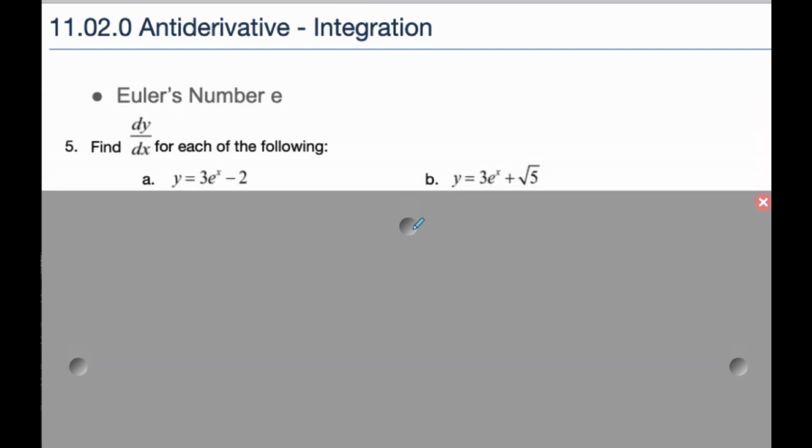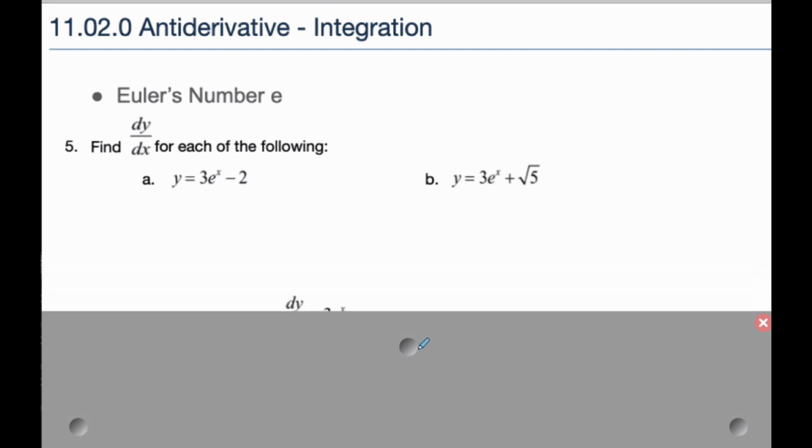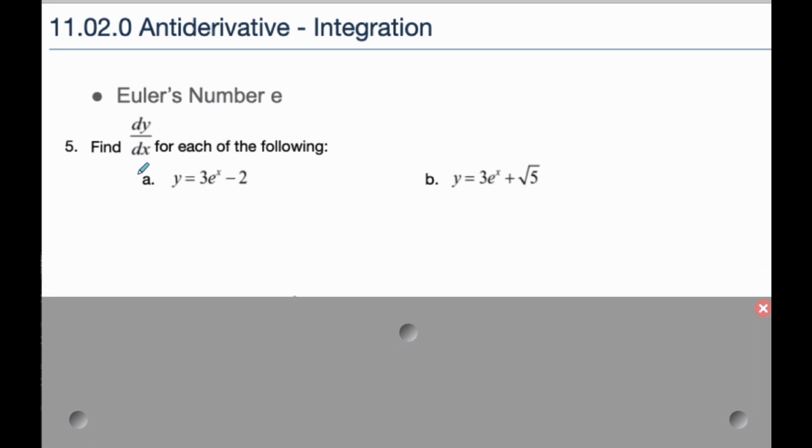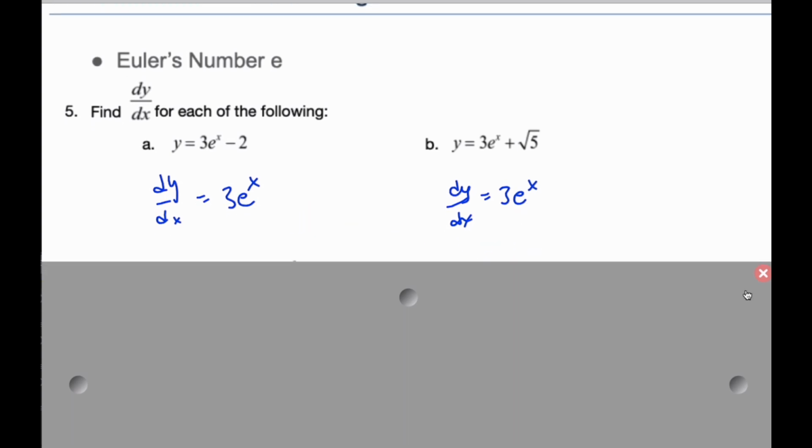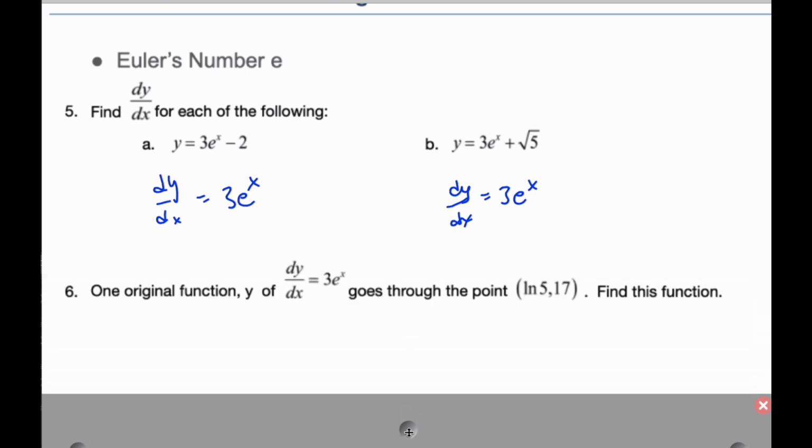Okay, so we're doing some more antiderivatives with integration, and let's consider our Euler's number derivatives. If I'm going to find the derivative of these ones, dy/dx of this is just 3e to the x, it's the same, and then the minus 2 goes away. Similarly here, that's just 3e to the x, and the root 5 goes away. And so you can see that derivatives are quite straightforward with e to the x.